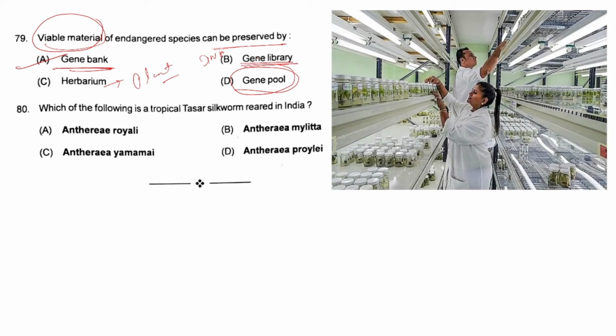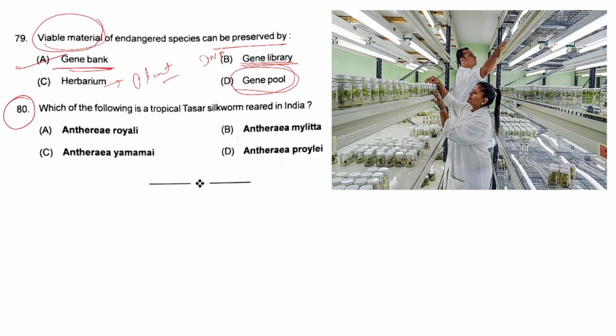So this is a photograph of a gene bank. This is how a gene bank looks. Different types of materials can be preserved, like any embryo, egg cells, sperm cells, or any plant part, or anything of the organisms can be kept to preserve it.